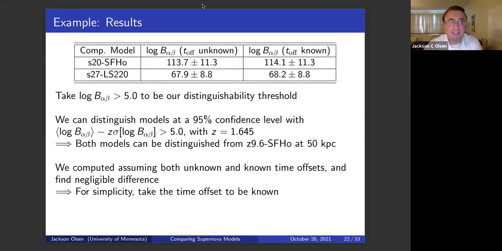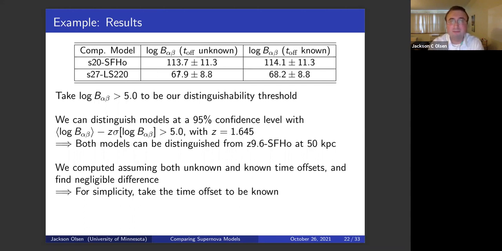Now, here I've got those S27 results that I showed just a second ago, and then also the comparison with the S20 model, and we see that this is even better. So in this situation, yeah, we could tell the two models apart. I also want to take a second to just make a note about the parameter choices that I made here.